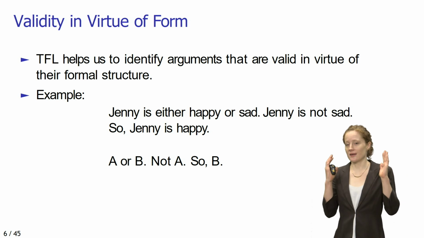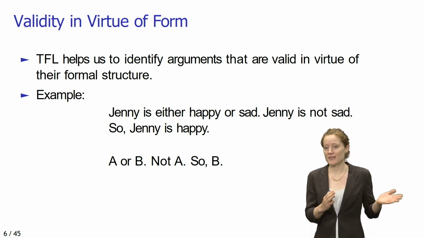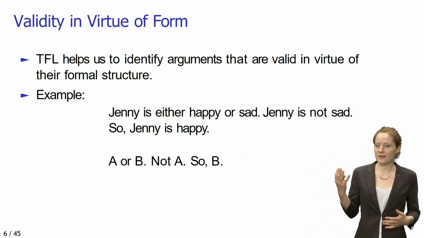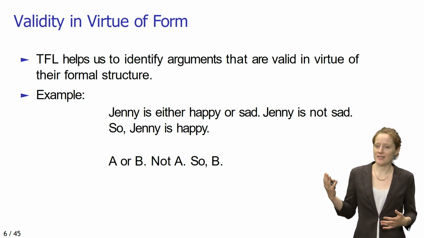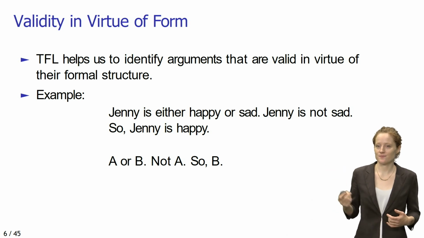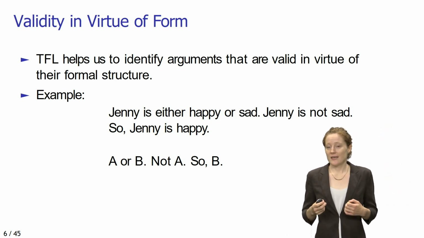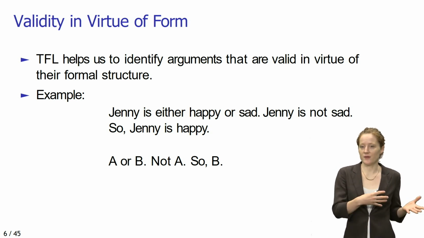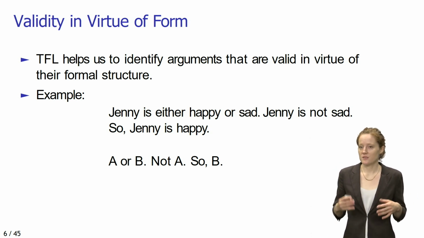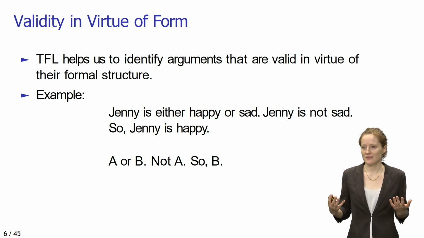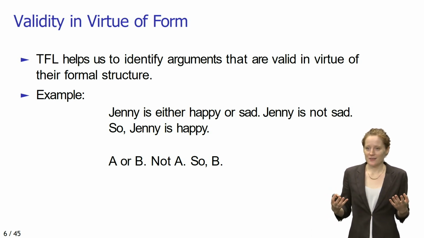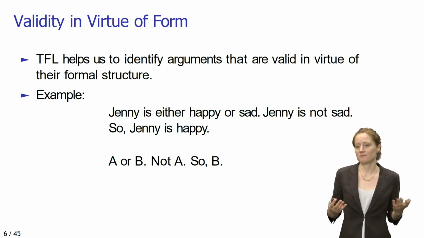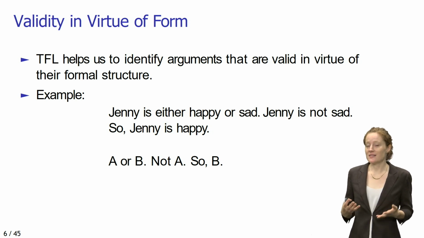Suppose we use the capital letter A to represent the sentence, Jenny is happy, and suppose we use the capital letter B to represent the sentence, Jenny is sad. We can then represent the argument as follows: A or B, not A, so B. And any argument that possesses this structure, A or B, not A, so B, is valid.